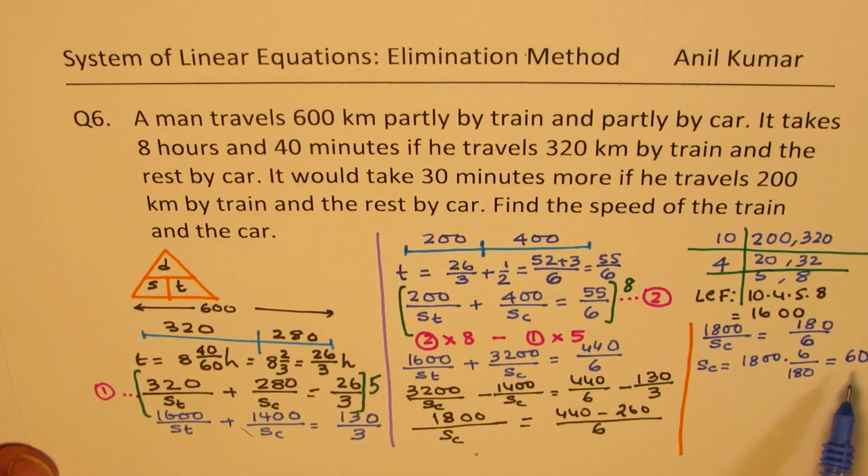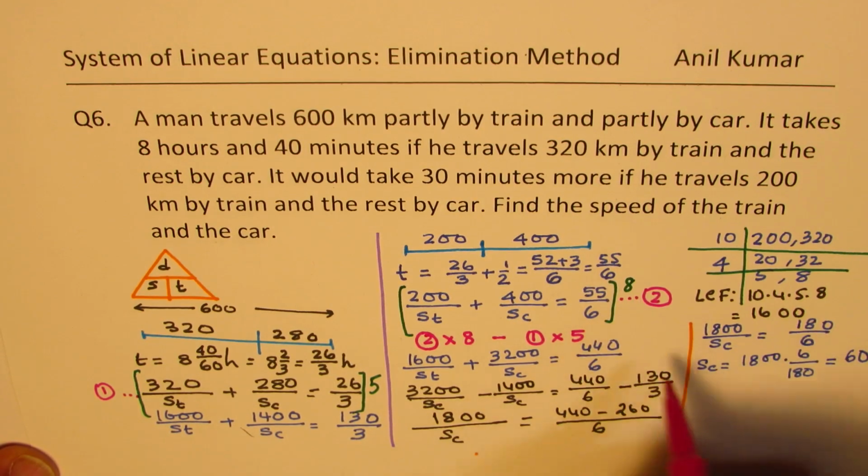Now, let's figure out what is the speed of train. Now, we can substitute this value of 60 in one of our equations. So we can substitute this in equation 2, right?